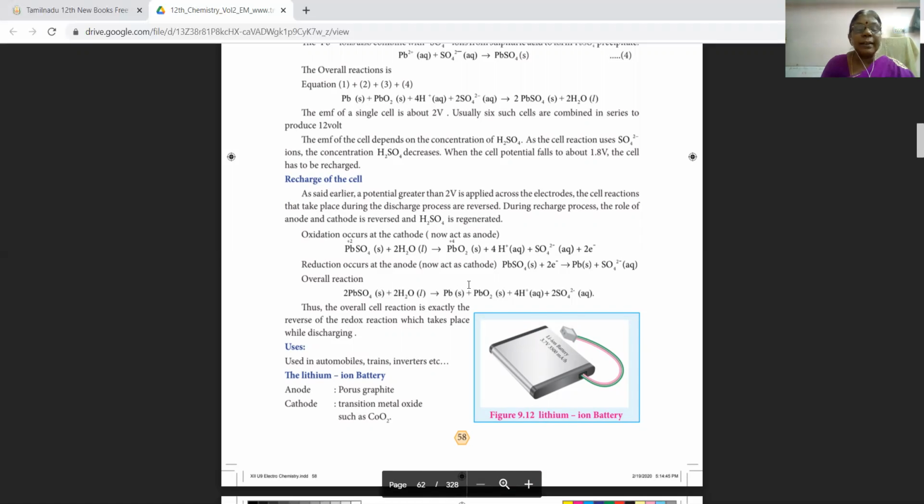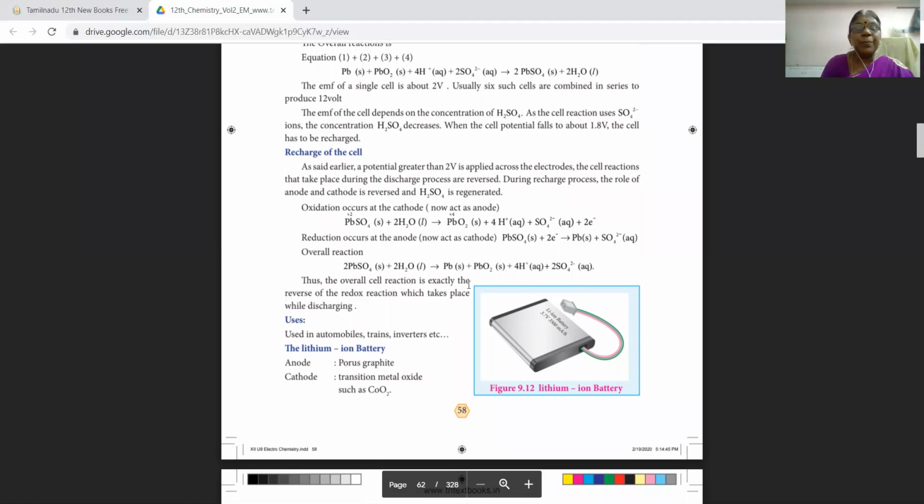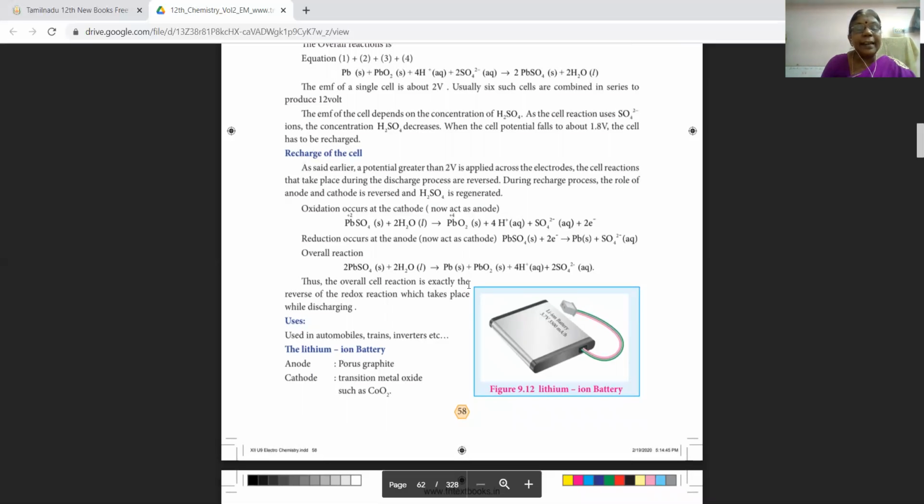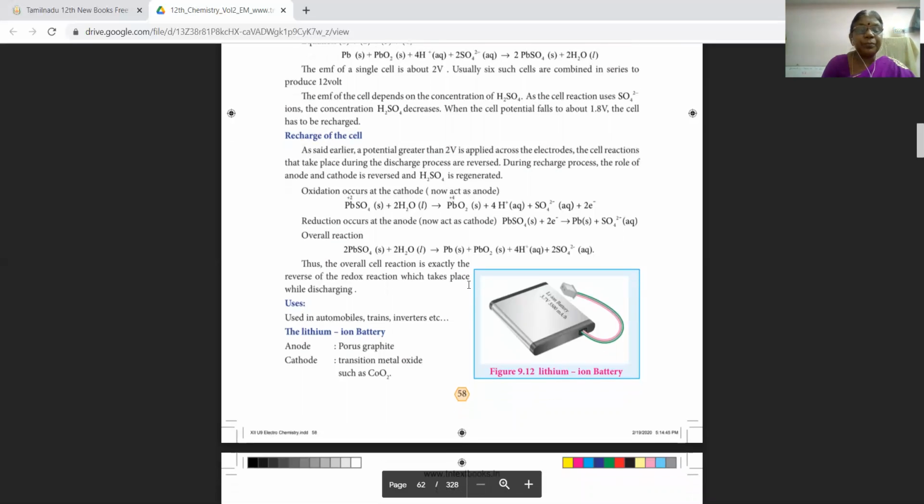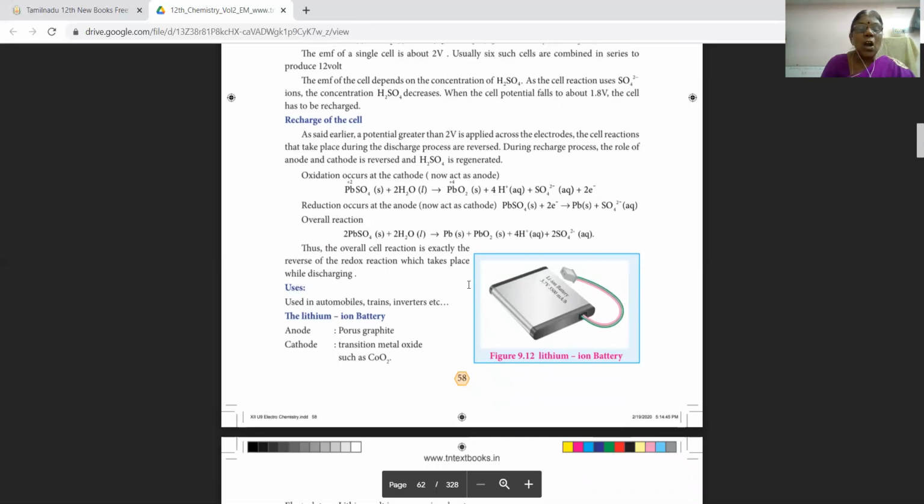So the overall reaction is PbSO4 solid plus 2H2O liquid gives Pb solid and PbO2 solid and 4H+ ions in aqueous and 2SO4 2- ions in aqueous. Thus the overall cell reaction is exactly the reverse of the redox reaction which takes place while discharging. Uses: these are all used in automobiles, trains and inverters.